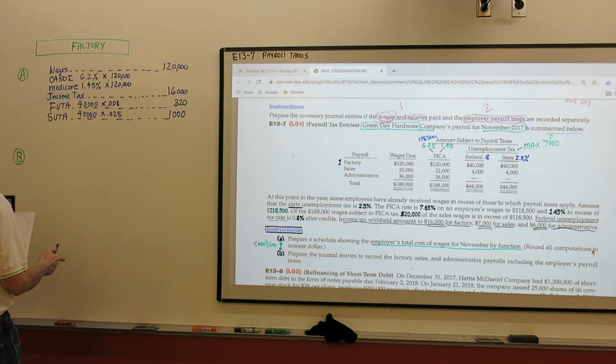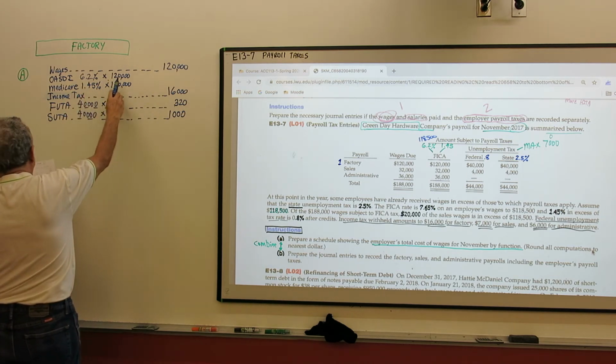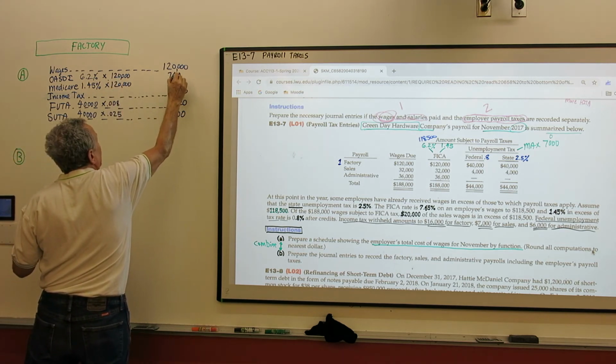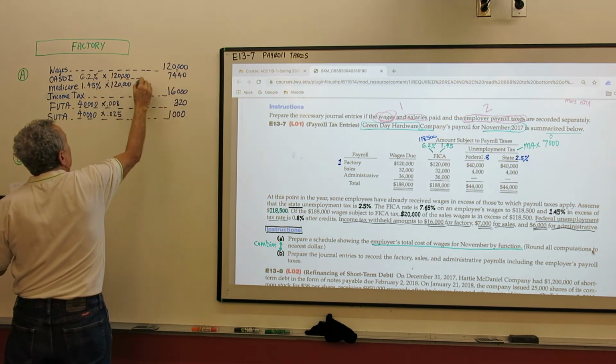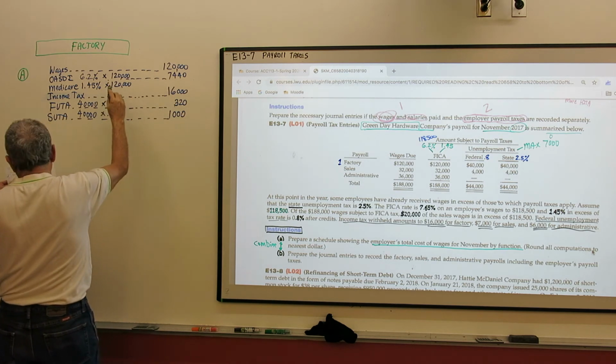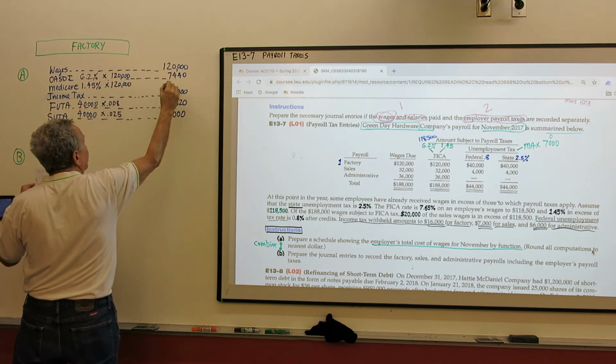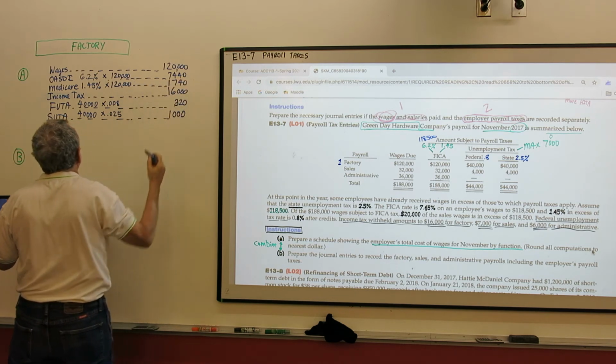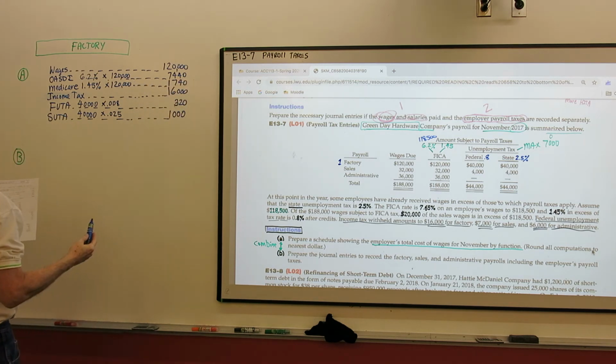That's going to be 6.2% times 120, which is 7,440. And 120 times 1.45% is 1,740. And that is everything. 1, 2, 3, 4, 5, 6.